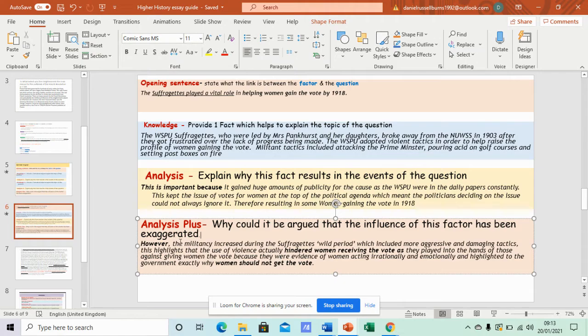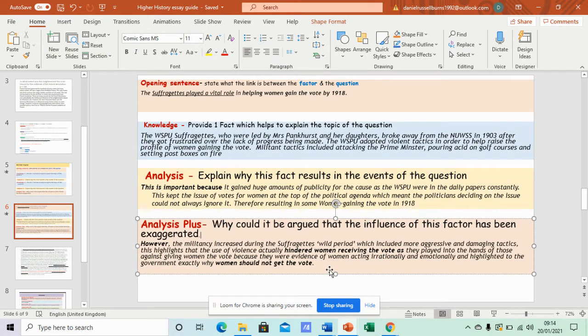So you're always going to start with however. The militancy increased during the suffragettes' later period, which involved more aggressive and damaging tactics. This highlights the use of violence actually hindered women receiving the vote. So again, you're showing, well, actually the tactics of the suffragettes actually prevented some women getting the vote, as they played into the hands of those against giving women the vote, because there was evidence of women acting irrationally and emotionally and highlighting to the government exactly why women should not get the vote.